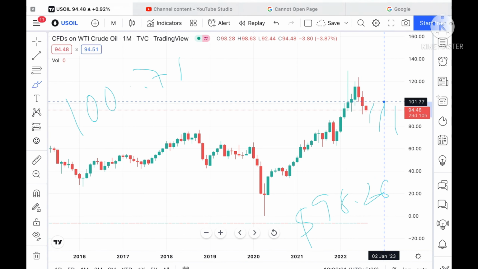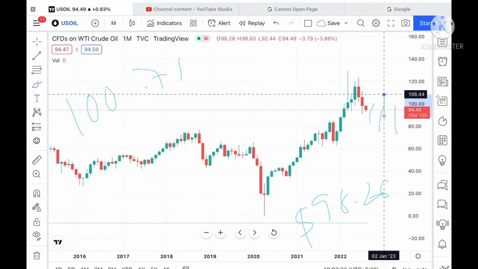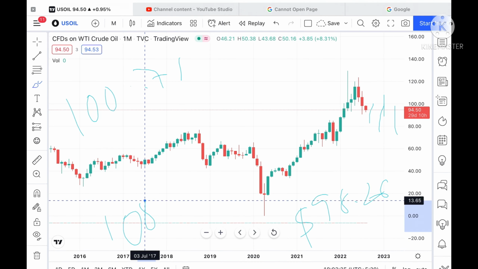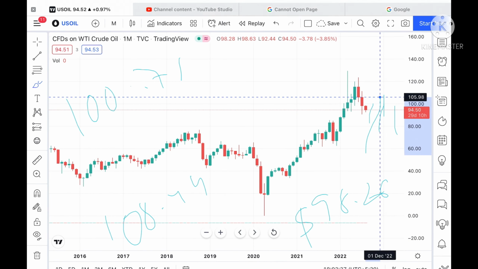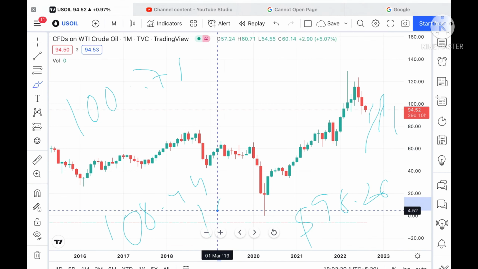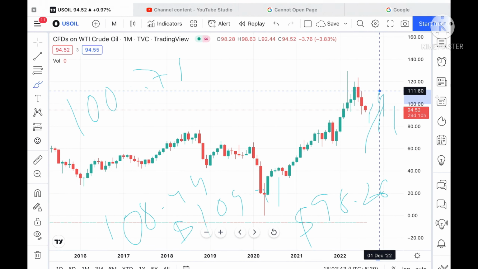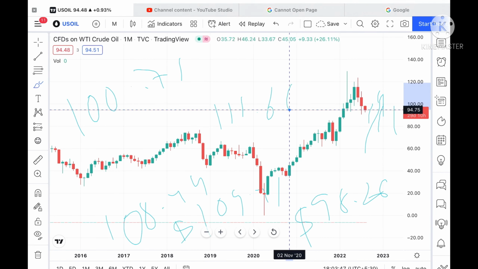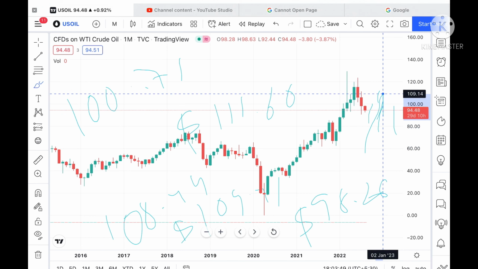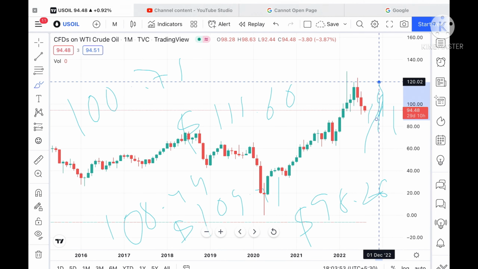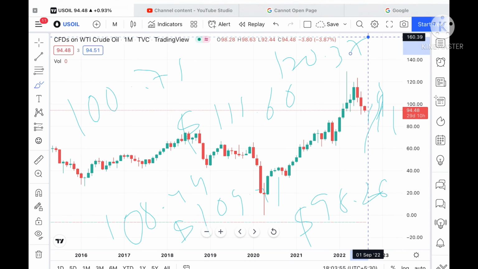Suppose the price goes above that level, then we can see it can touch a level of $108.44, and from there it can go further upside towards $109.41. If that level also sustains, then it can go towards 111.60, and if that level also sustains, the probability of going further upside towards 120.37 is very high.